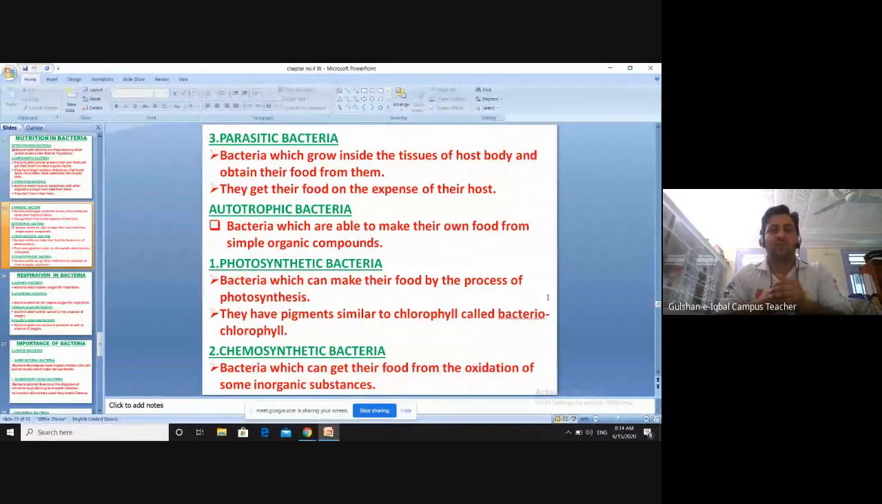Then the second type is chemosynthetic bacteria. Chemosynthetic bacteria are those bacteria which get their food from the oxidation of some inorganic substances. They oxidize inorganic compounds. By the process of respiration, they oxidize them and get their food out of them. So again, they can prepare their own food. They are not dependent on other organisms like parasites, symbiotic or saprophytic bacteria. So according to nutrition, bacteria can get their food from other organisms, and bacteria can also make their own food, like plants. Again, that was the saprophytic, the symbiotic, the parasitic, the photosynthetic, and the chemosynthetic.